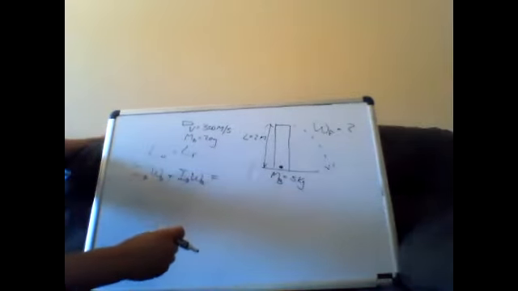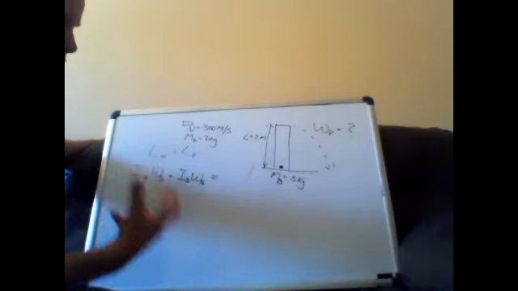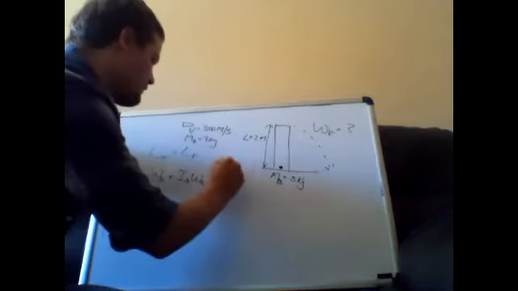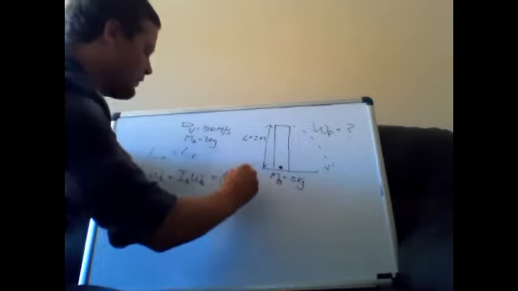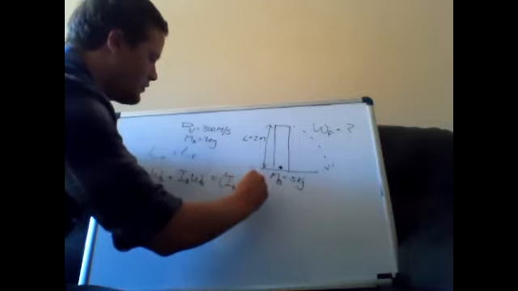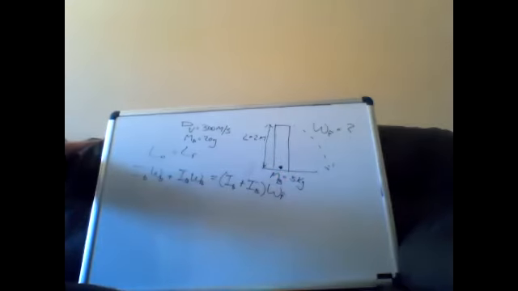Well, once the bullet embeds itself in the block, we no longer have two objects, we have one object. And so therefore, our moment of inertia is going to be the moment of inertia of the bullet plus the moment of inertia of the block, all times the final angular velocity.